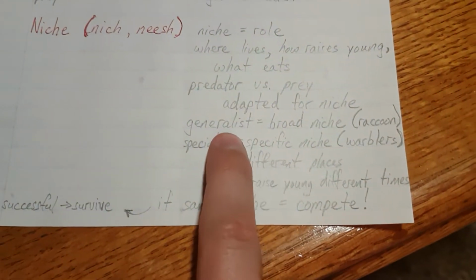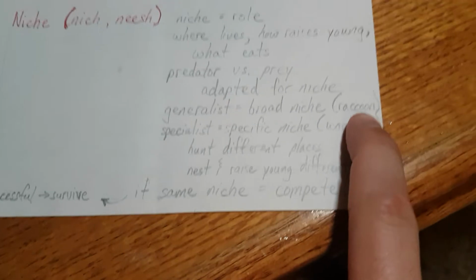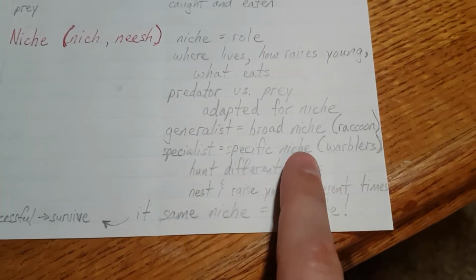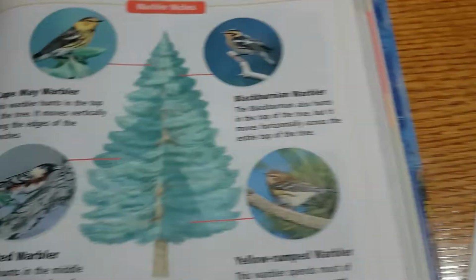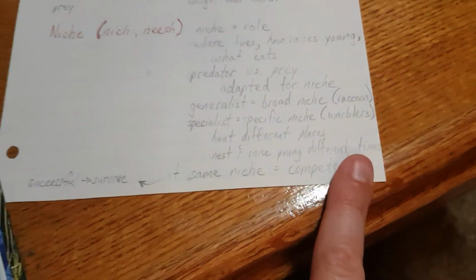Other examples of niches include whether they are a generalist, occupying a broad niche, like a raccoon, where they will eat almost anything, or if they occupy a specific niche, like a specialist, like the warblers who hunt in different parts of the same tree and nest and raise their young at different times of the year.